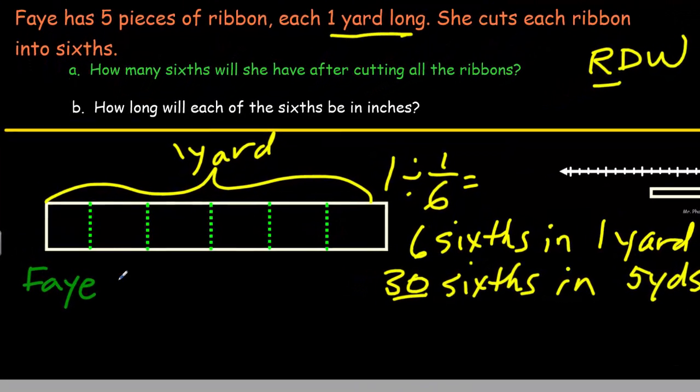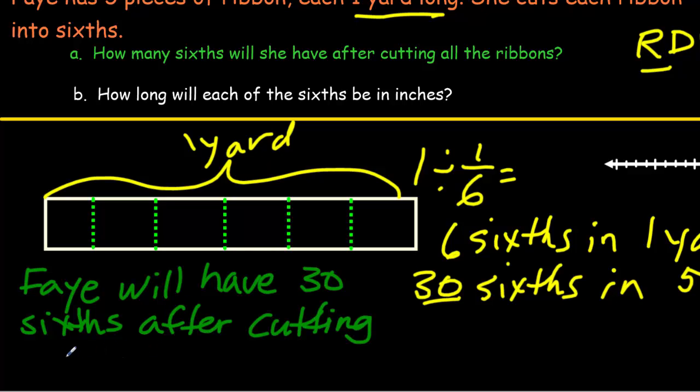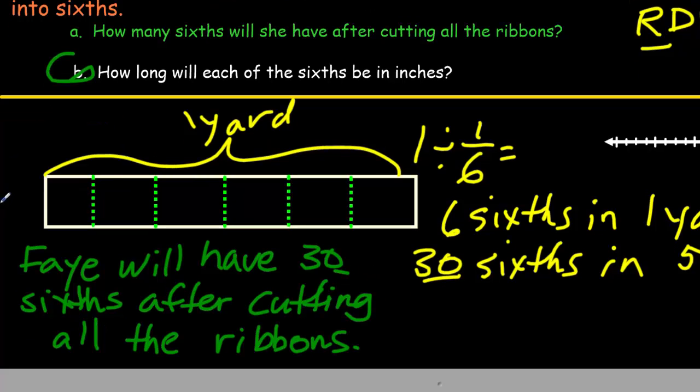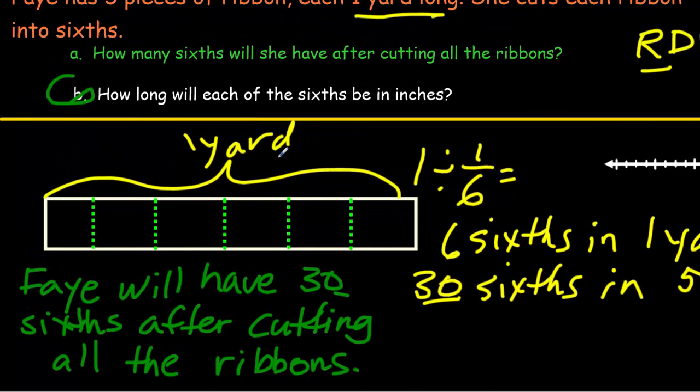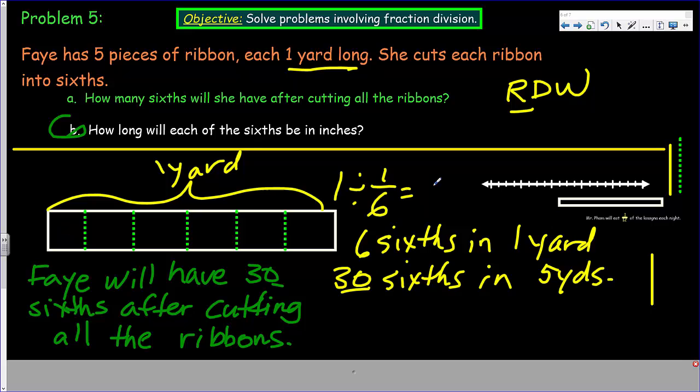Faye will have 36 after cutting all the ribbons. And we're not quite done, because there is a part B. Part B says, how long will each of the 6 be in inches? This is based on yards. And we know that there is 6/6 in 1 yard. So 1 whole divided into 6, 1/6, that would mean that this would equal 6.